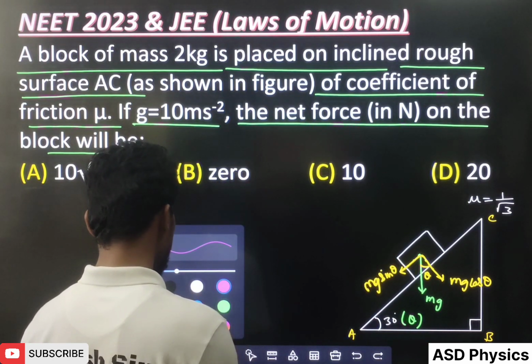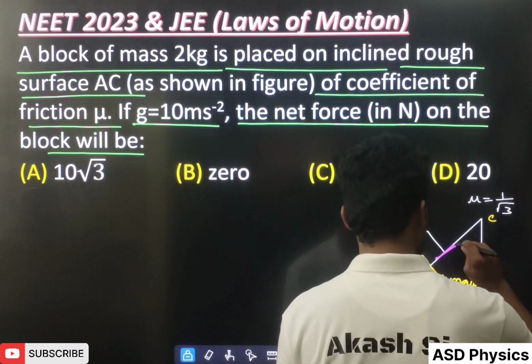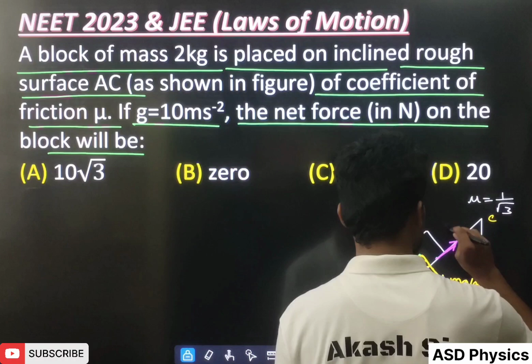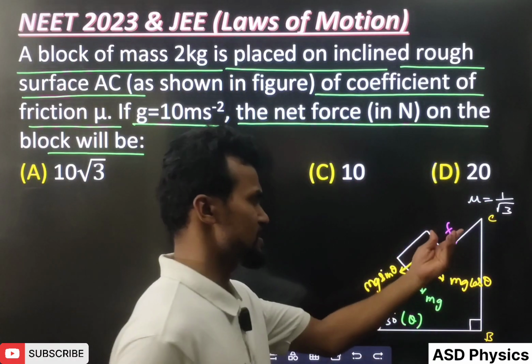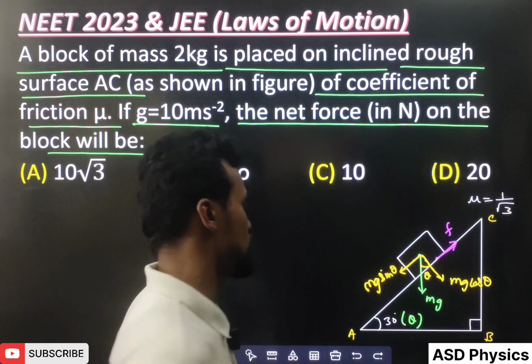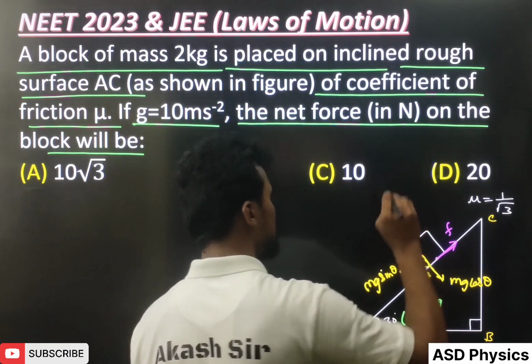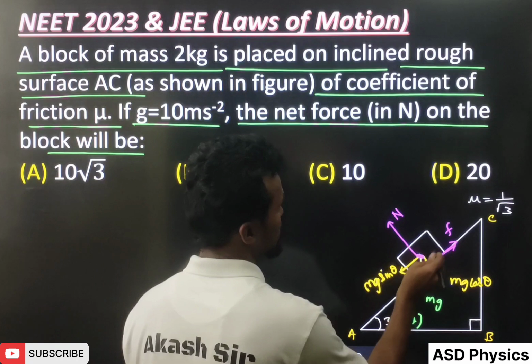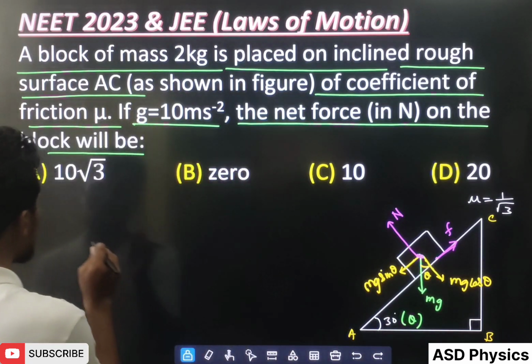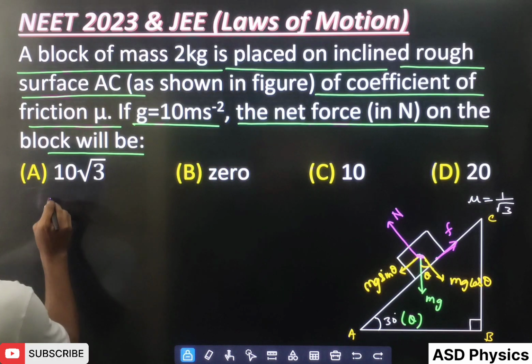So now what is there? This block has the tendency to slip downward. To avoid this, there will be friction, in which direction? To oppose the motion, this friction will be this side. This friction can be static or kinetic, depending upon whether the block is at rest or in motion. And this is called the normal reaction, that will always be perpendicular to the surface.